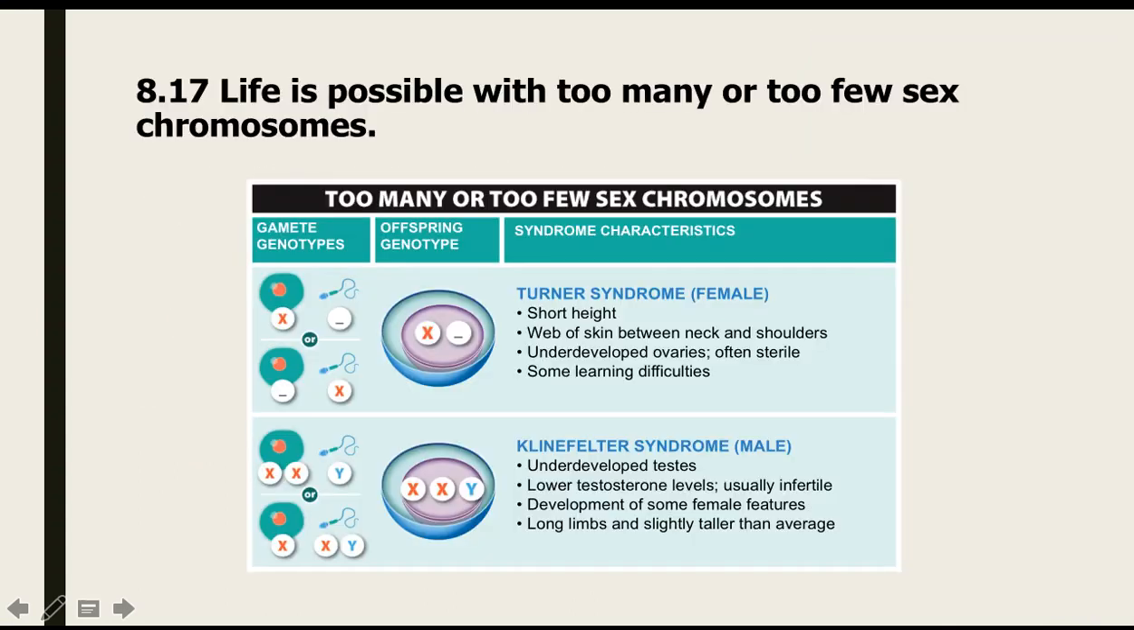So it is possible, as I said, to have problems with too many or too few sex chromosomes. It's fairly common, actually, and this is an example of where you have one too few sex chromosomes. It's called Turner syndrome, and this is characterized by short height, a web between the neck and shoulders, a web of skin, underdeveloped ovaries, which can lead to sterility, and some learning difficulties.